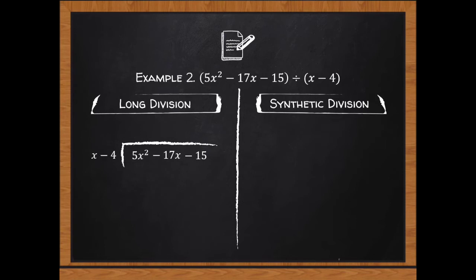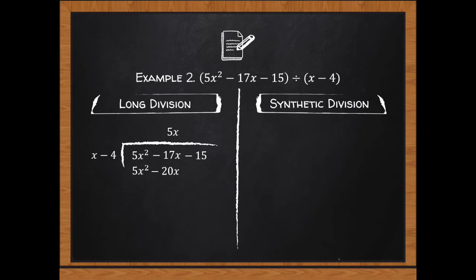And now, ano ang next step natin? I-divide natin ang first term ng ating dividend sa ating first term ng divisor. So, 5x squared divided by x at ang sagot natin ay 5x. And then afterwards is we multiply 5x sa ating divisor. So, 5x times x is 5x squared. And then 5x times negative 4 is negative 20x.